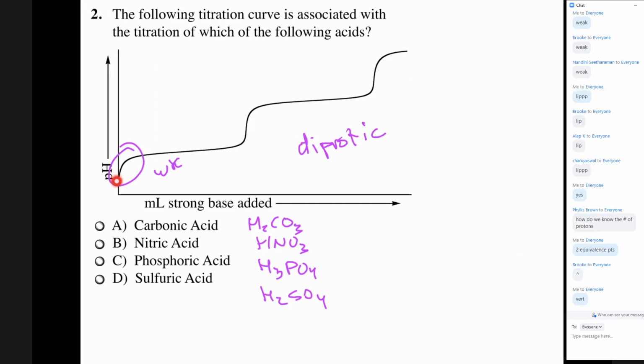Vertical. So I start up, I go flat, vertical. So that's the first one right there. The first vertical inflection point. So that's the first equivalence point. Then I continue, flatten out, and climb again. So 2 protons because we have 2 vertical lines in our graph.